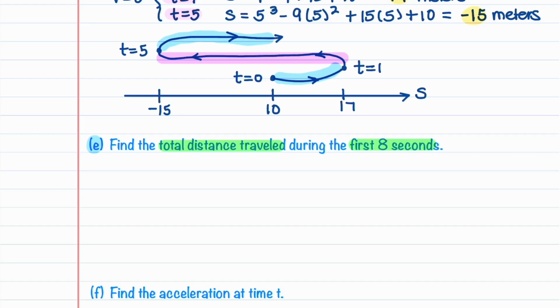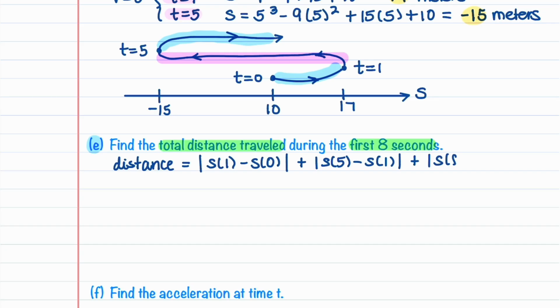So we're going to write down that our distance is equal to the absolute value of s at 1 minus s at 0. And then we're going to have the distance for the portion that I outlined up here in purple. That is going to be s at 5 minus s at 1. And then our second blue piece, which is going to be s at 8 minus s at 5.